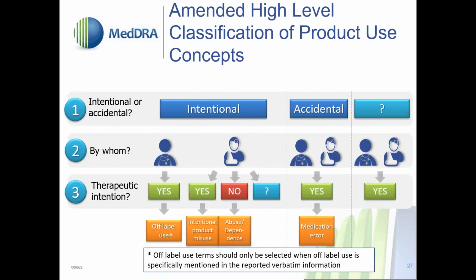So the flowchart shown before must therefore be expanded with these 2 neutral, more general terms shown before. You can see the question marks here in the flowchart now. If it cannot be clarified whether an intentional deviation from the label by the patient happens for therapeutic reasons or not, an appropriate LLT under PT intentional product use issue should be assigned. And if it cannot be clarified whether an unapproved product use by a HCP or patient consumer occurred by mistake or intentionally, an appropriate LLT under the PT product use issue should be assigned.